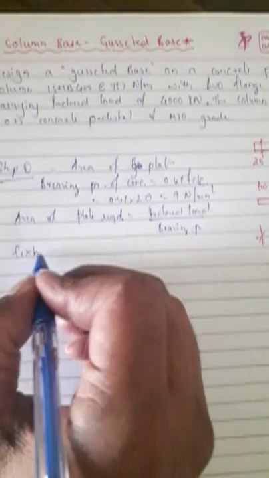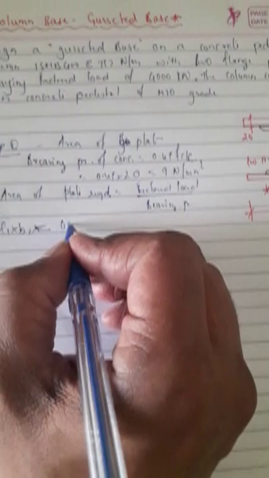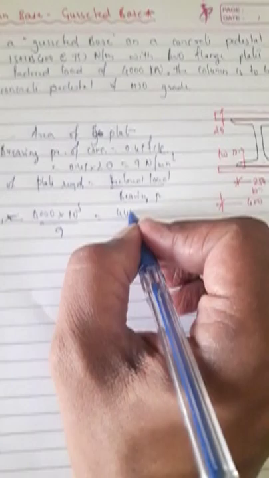L1 and B1 are the dimensions of the base plate, equal to 4000 kilonewtons. Let me convert that into newtons, divided by 9. So I get the value 444.44 into 10 raised to 3 mm square. This is the area required. Now the cross sectional area of the base plate is found. Now I need to determine the dimensions of the base plate. So to understand that, let me write all the values in a tabular form.